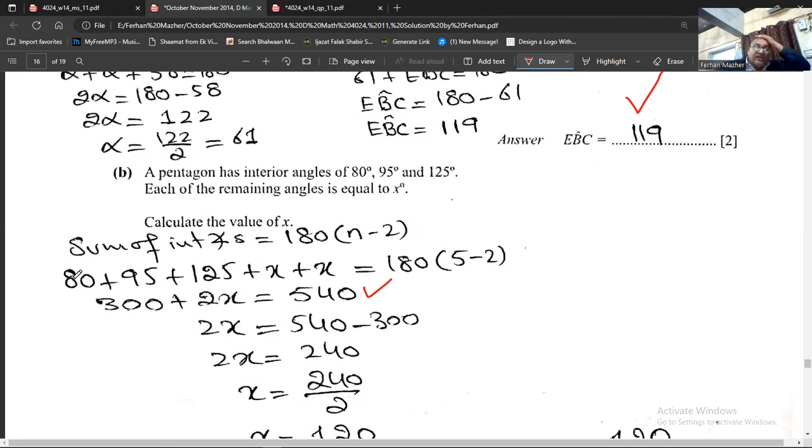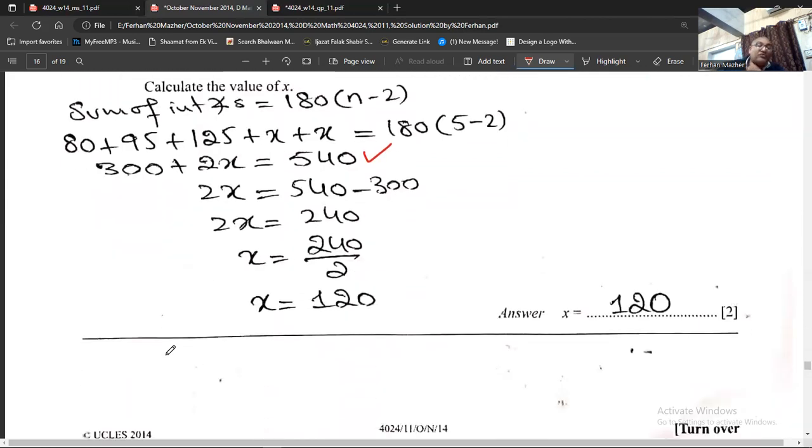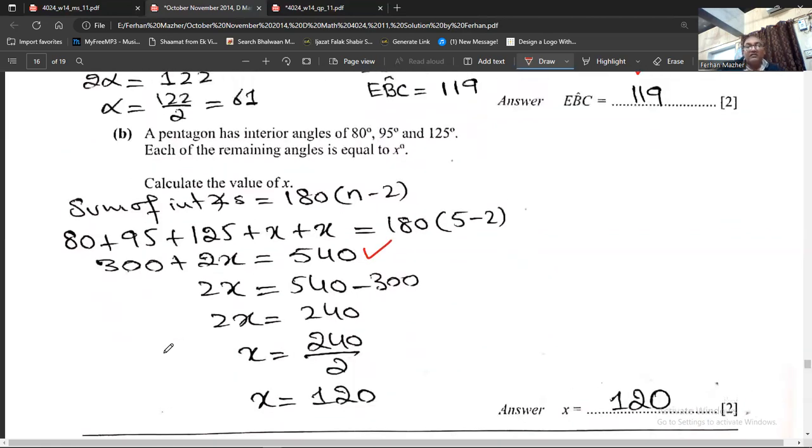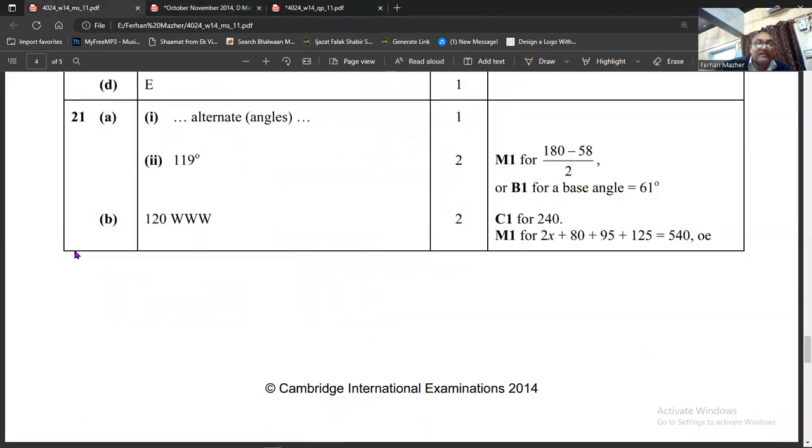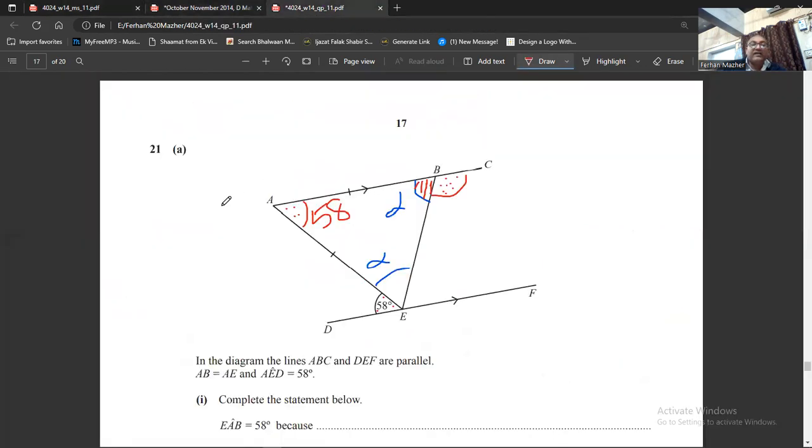So this is 80 plus 95 plus 125, that's 300, plus 2x. Take the 300 to the other side. So you will have 2x equals 540 minus 300. That is 240. So x will be equal to 240 divided by 2, and that will be 120. So the value of x will be 120. Let's check. 120 is the B part, question number 21, B part, 120 is the right answer, sir.